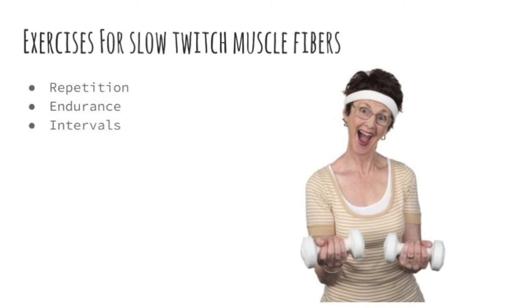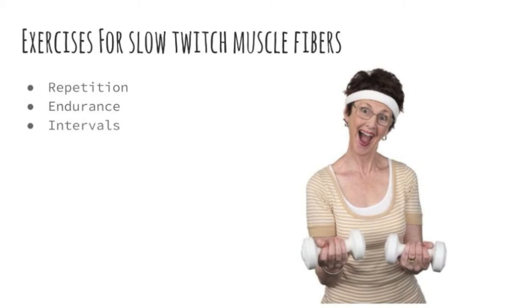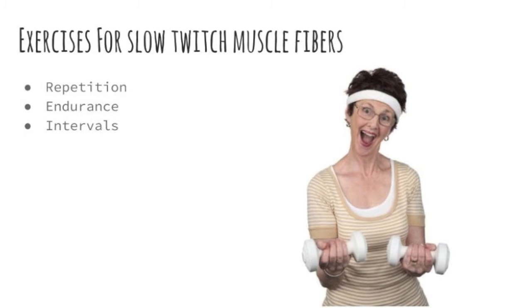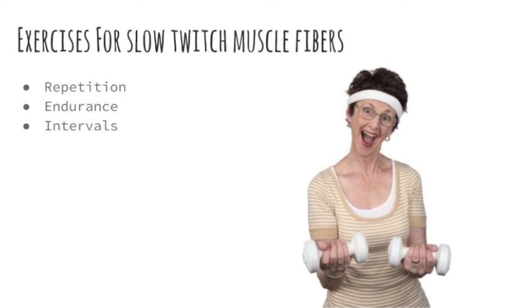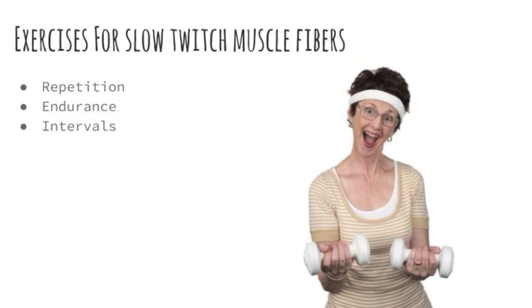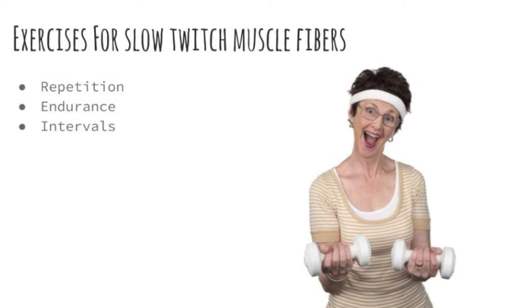If you want more slow twitch muscle fibers to get the lean look, the exercises you should be doing are multiple repetitions at lighter weights. You should do endurance at a slower pace but for a longer amount of time. However, the best is doing intervals where you keep the endurance at a slower pace but a longer amount of time, but you up the speed for about 5 or so minutes, and you can actually switch between your slow twitch muscle fibers to your fast twitch muscle fibers, which we will talk about more later.